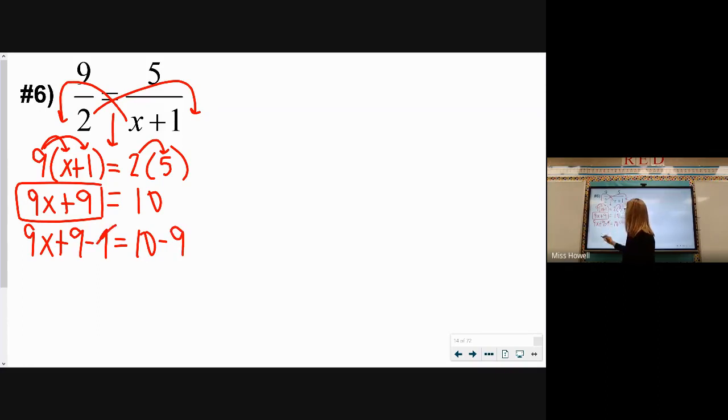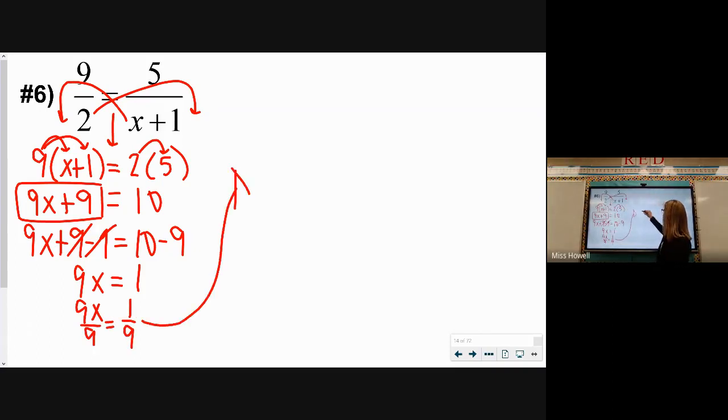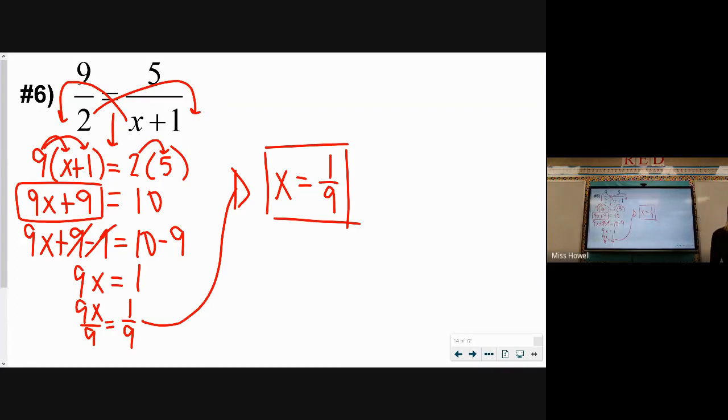Cancel on the one side. 9 minus 9 would eliminate, leaving us with 9x. And 10 minus 9 would just give us a value of 1. Now we have a one-step equation where we need to divide both sides by 9. So 9x is going to get divided by 9, and our 1 is going to get divided by 9. So x in this case would be 1/9. That's the fraction version in its simplest format.